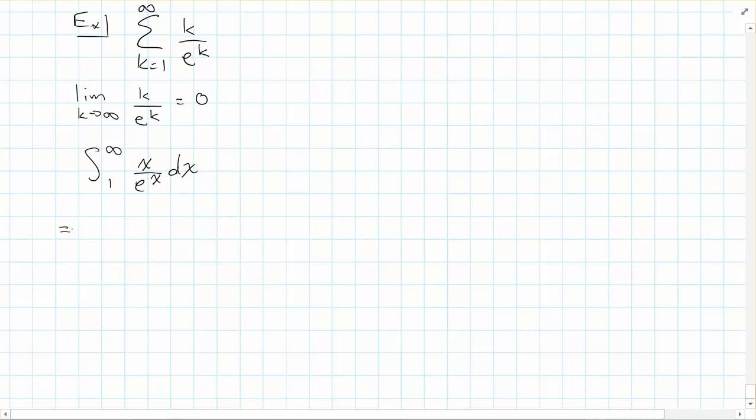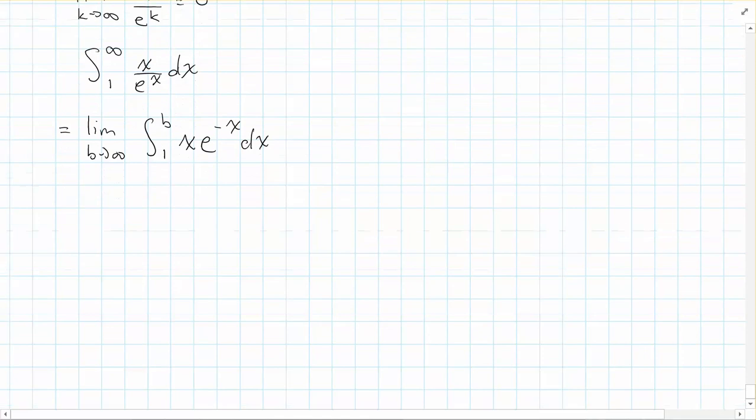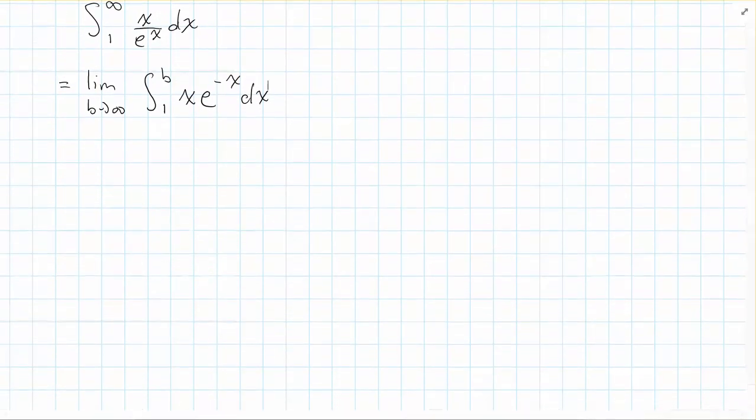So this is going to be the limit as b goes to infinity of the integral from 1 to b. Now what I'm going to do here is write this as x times e to the negative x dx. Now we have to integrate this, and this is again where we have to use integration techniques. If we look at this for a few seconds, hopefully you can all see what the technique is that we need to use. The technique that we need to use here is integration by parts.